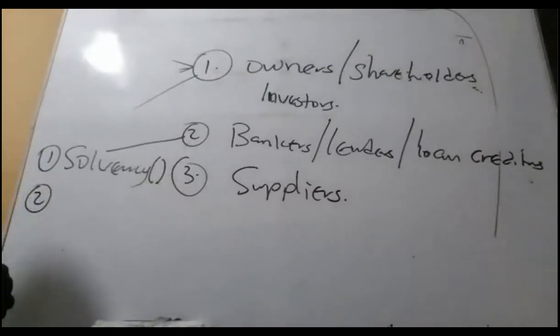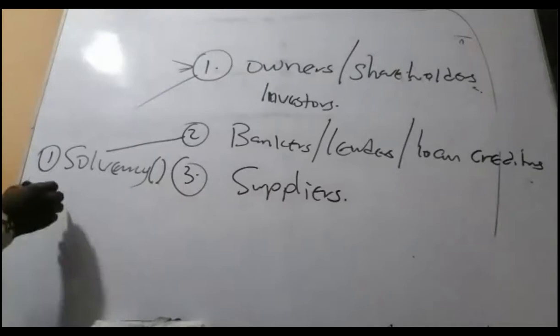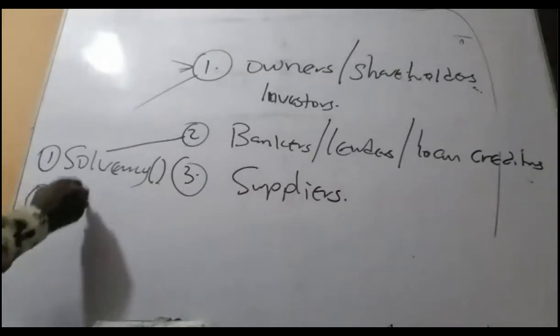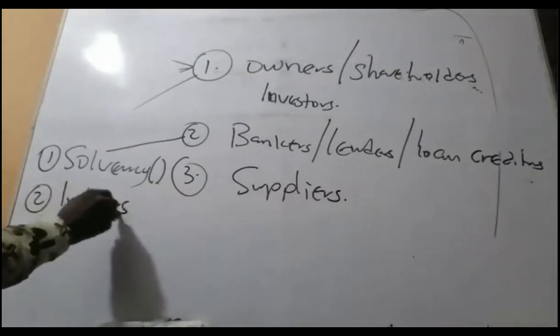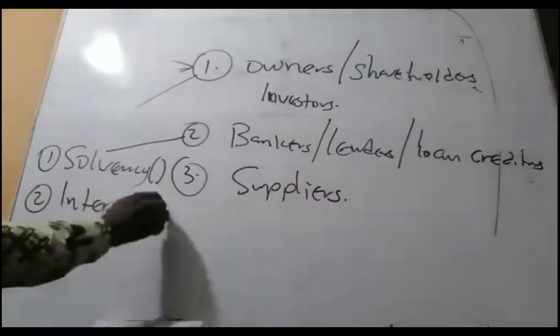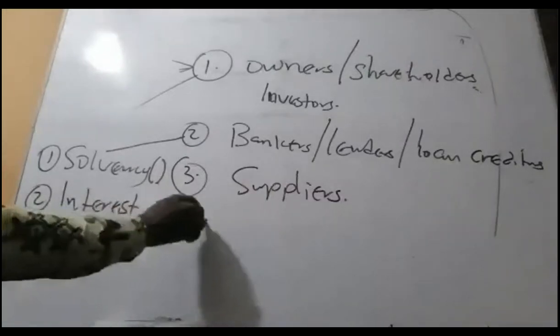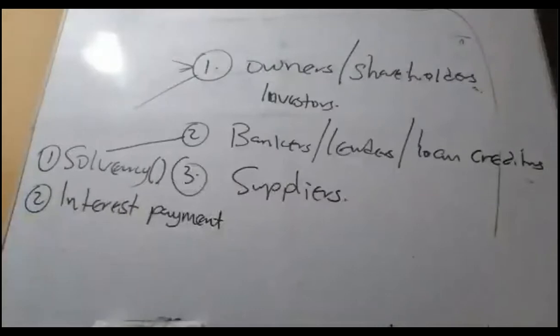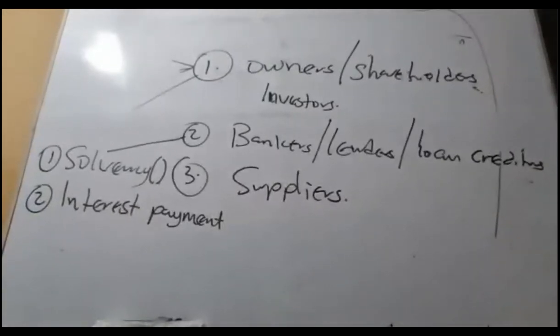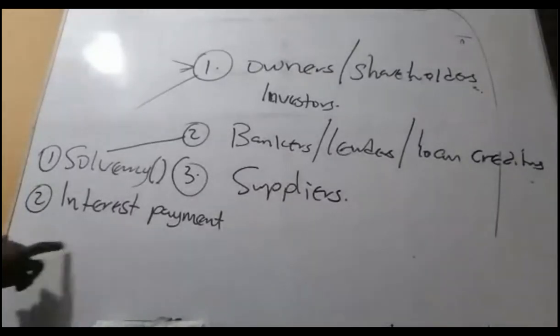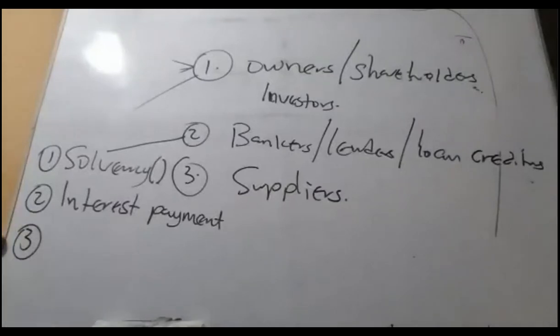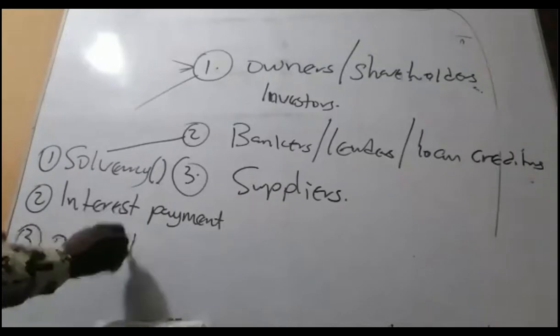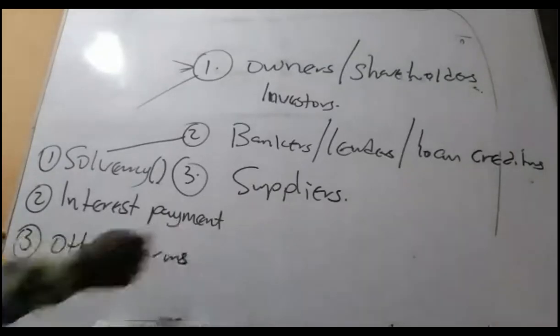Two, the ability to keep within the interest payment. Some companies, if you give them a loan or facility, after they pay the principal, they don't pay the interest again. Then three, I also check whether they can keep within the other terms and conditions. So, other terms.